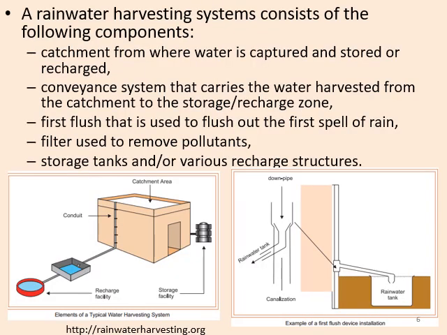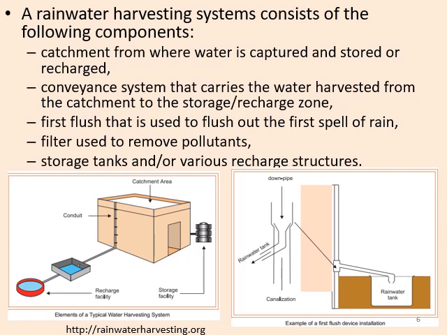So rainwater harvesting systems consist of the following points: how it can be maintained. The basic components, or you can say the steps involved, are discussed here. First one is the catchment area. Catchment area means from where we are going to collect the rainfall quantity. So catchment is where water is captured and stored or can be recharged.